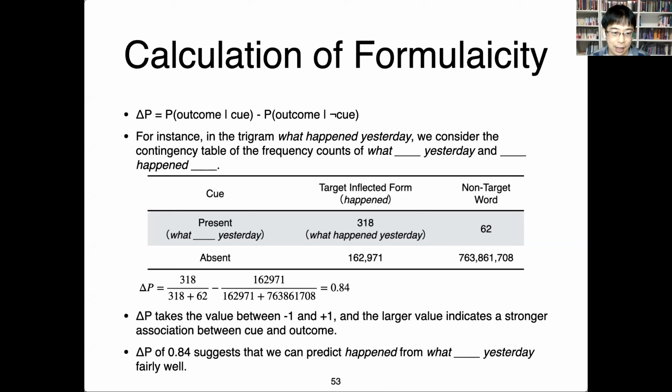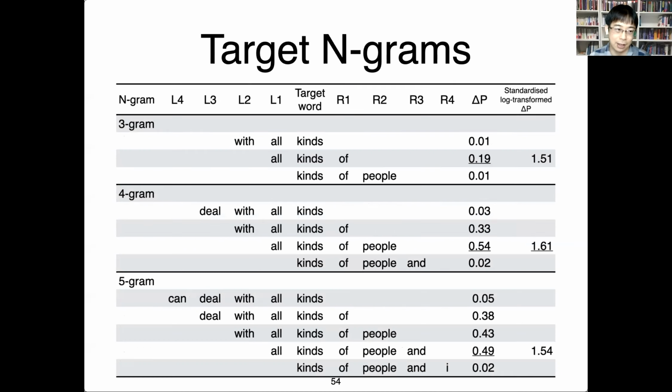And the contexts were either trigrams, fourgrams, or fivegrams. And we calculated the delta P in all of these cases and picked up the largest delta P as the value representing the formulaicity of the context in which the target word occurs.